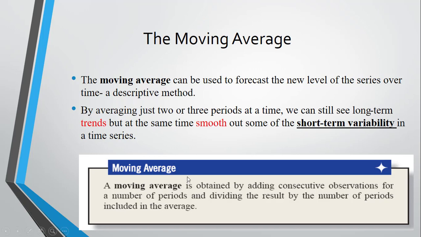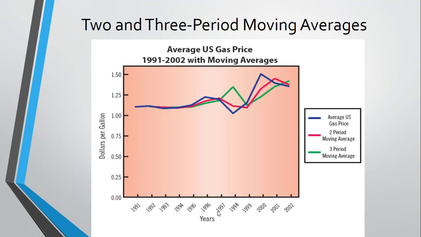Okay, a moving average is obtained by adding consecutive observations for a number of periods and dividing the results by the number of periods included in the average. You can use any number you want, maybe 3 or 4 or 5, and doing that one by one, you get a moving average.